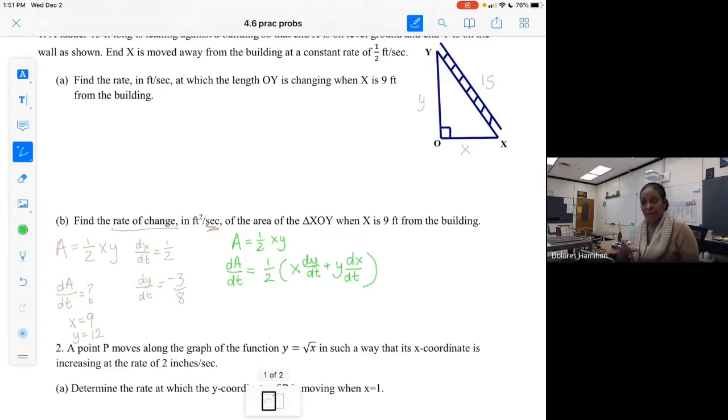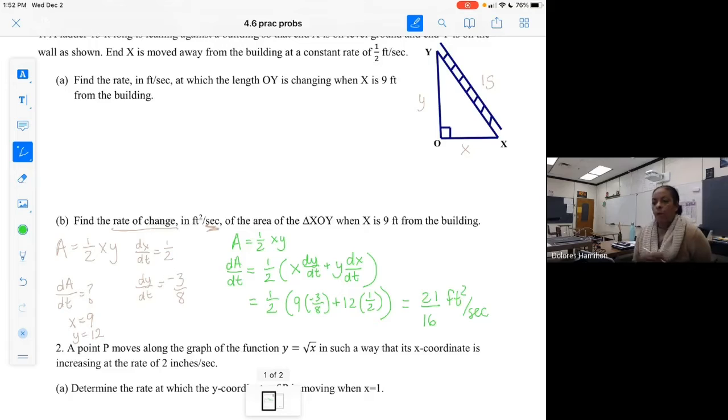And I believe we now have everything that we need, so we can plug them in. So we plug in 9 for x, our -3/8 for dy/dt, 12 for y, 1/2 for dx/dt, and we clean it all up and we get 21/16. We can leave it as 21/16 since it did say find the rate of change in feet squared per second. Or if you just wanted to put it in there to be safe, it's fine.